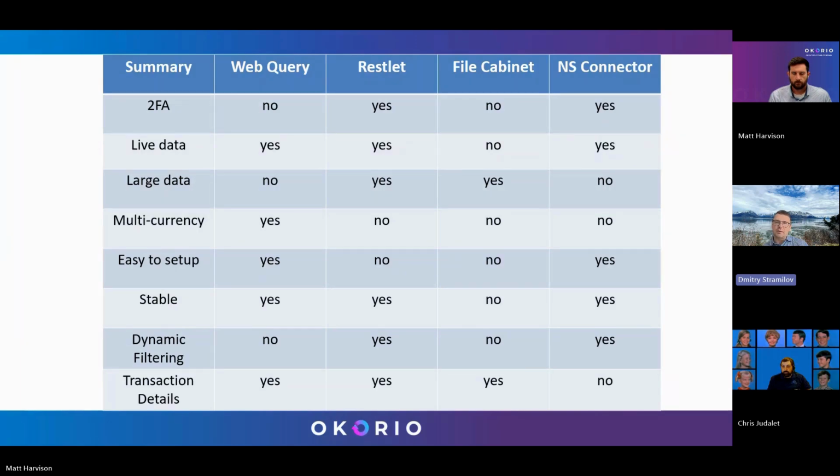Now, if we're talking about file cabinet, which would be the saved search report, it cannot provide the same reporting, especially for the balance sheet. RESTlet is the same story, and so is NetSuite connector. So it is really important to emphasize, if you have a multi-currency setup with Adaptive and NetSuite, pretty much the only choice for balance sheet actuals integration you have is web query reporting.